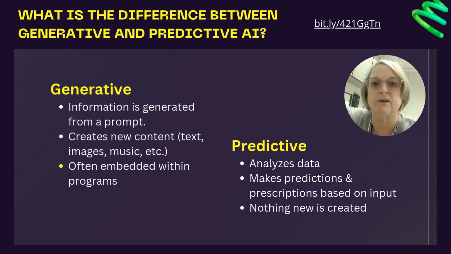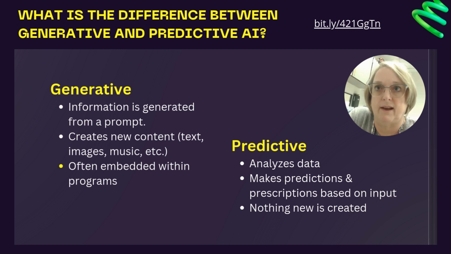For educators, there are two main types of AI technologies. Predictive is one we've been using for a long time. Predictive takes data and analyzes it. It makes predictions and prescriptions based on that data. And importantly, nothing new is created, but it does help you in making decisions about your students.